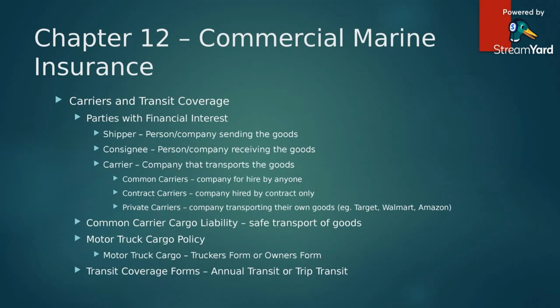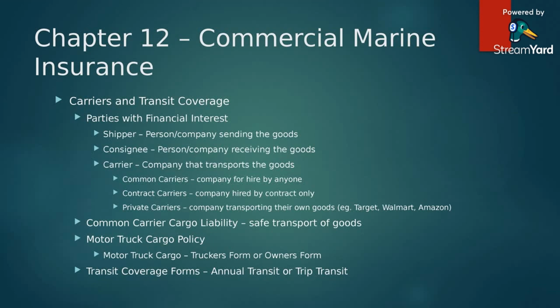One is going to be a trucker's form. This is typical for common carriers, so they also call this common carrier cargo liability. And then the other type is going to be an owner's form. This is typically those that are shipping their own goods on their own trucks. That's for the owner's form.